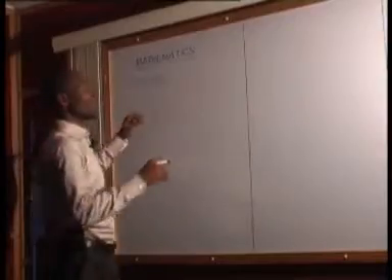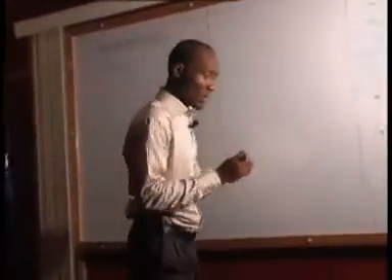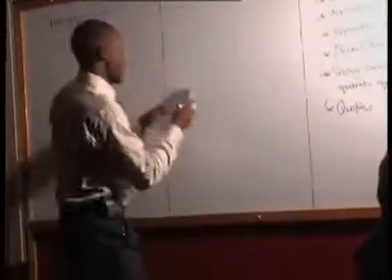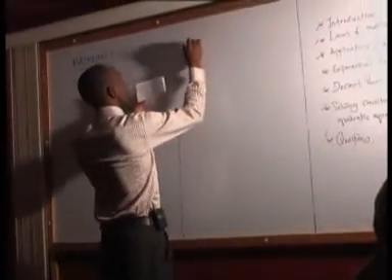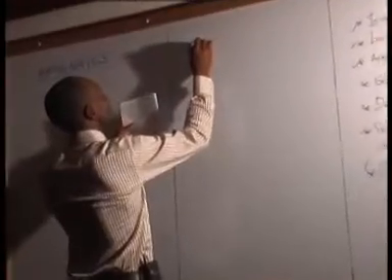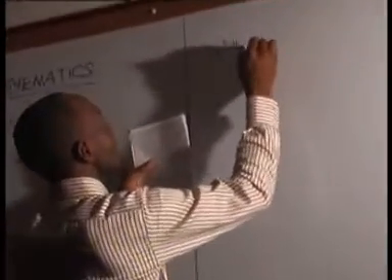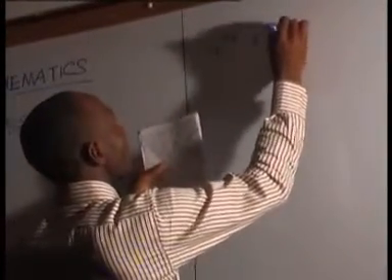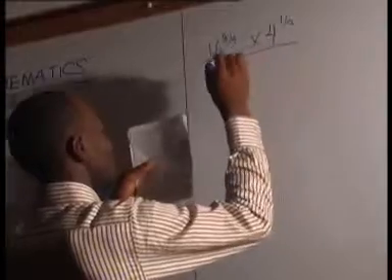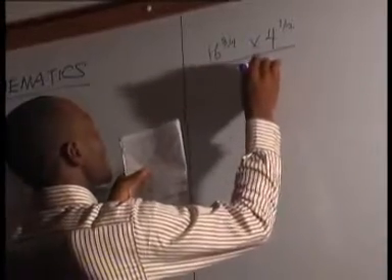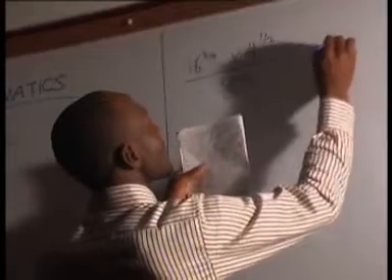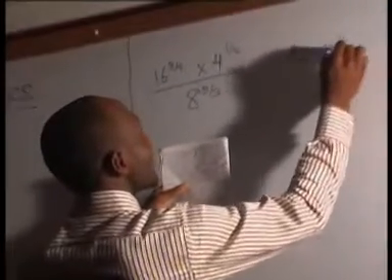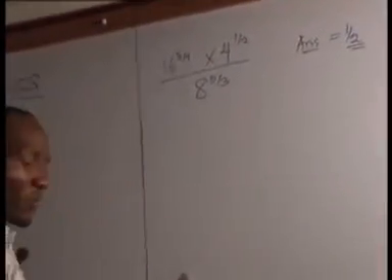But before we move to our exponential function, let me just give you a very quick question to play with. Simplify 16 raised to power 3 over 4 times 4 raised to power half over 8 raised to power 5 over 3. The answer should be half. You should get half. Then we'll now move to our exponential function.